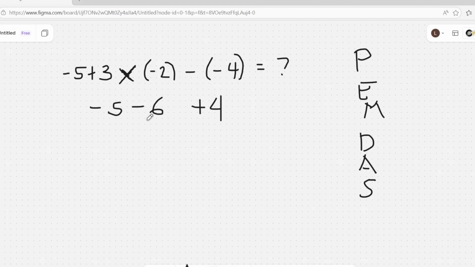So we simplify it further. So minus, using division, addition, subtraction. So we have addition and subtraction, left to right rule. So minus 5 minus 6 is minus 11, plus 4 is equal to minus 7.